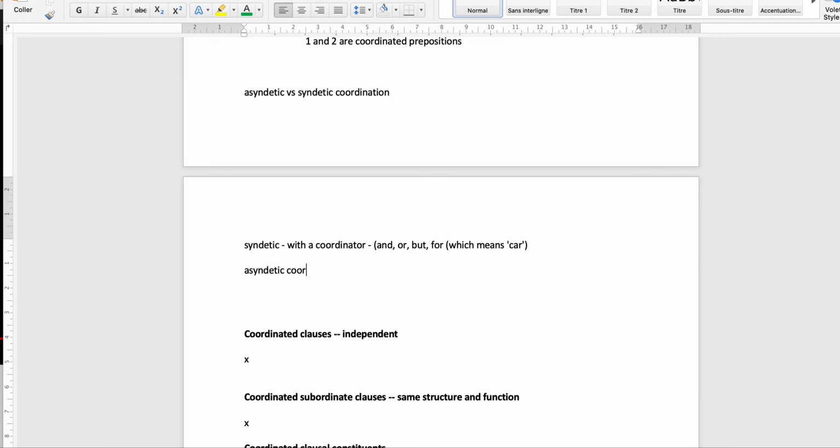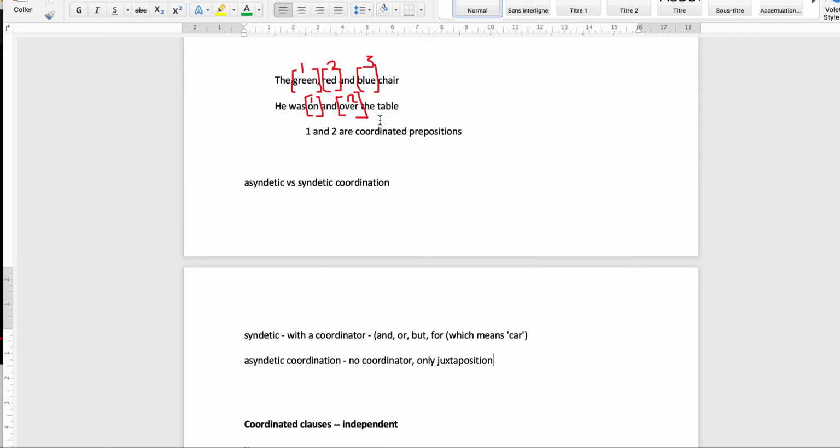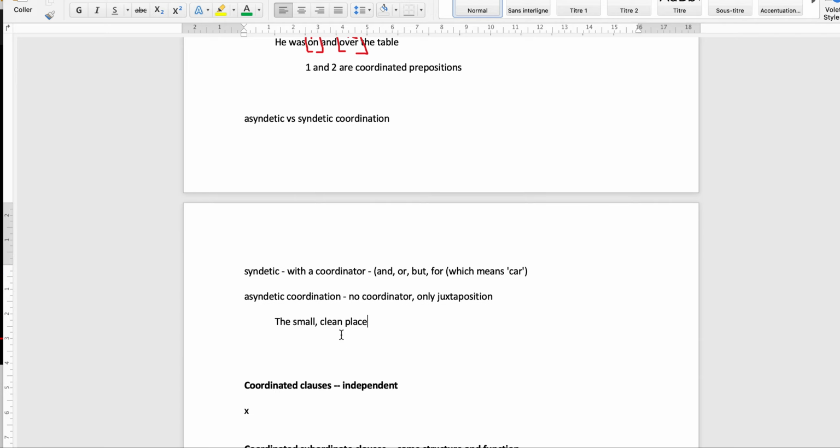asyndetic coordination. There is, I would say, no coordinator, right? Only juxtaposition. That means the two things are next to each other, right? Here, these things are next to each other, and I'll give you an example. The small, clean place. Okay, so here we have our noun phrase, the small, clean place, right?